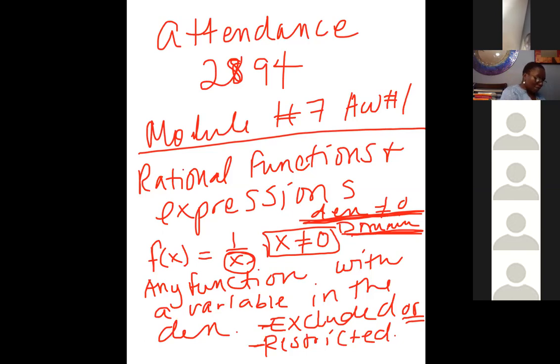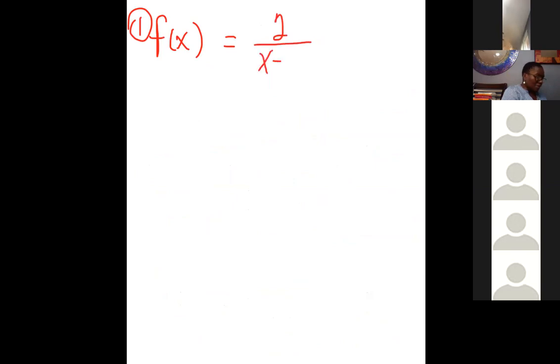Now, let me give you guys a couple of examples, because I did not notice these problems on the assignment. So here's the first example. Let's say you have f of x is equal to 2 over x minus 3. When you see these type of problems, the answer box will be phrased like this. The domain is all reals. Remember, the domain represents all the x's, guys.